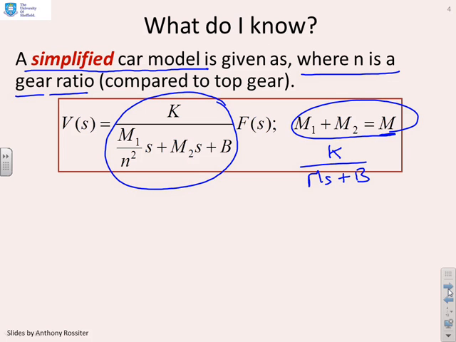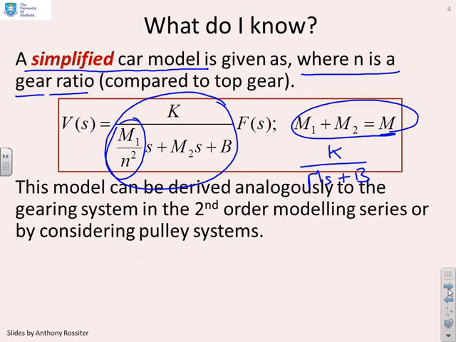And we've said that if you use a lower gear rather than top gear, then one of these terms basically comes into the equation as an M1 over N squared. And that's relatively simplistic, but it's good enough for us to do some investigations. Now, this model can be derived analogously to the gearing system in the second order modelling series. If you go and look at the second order modelling series, you will find one of the videos towards the end looks at gears.